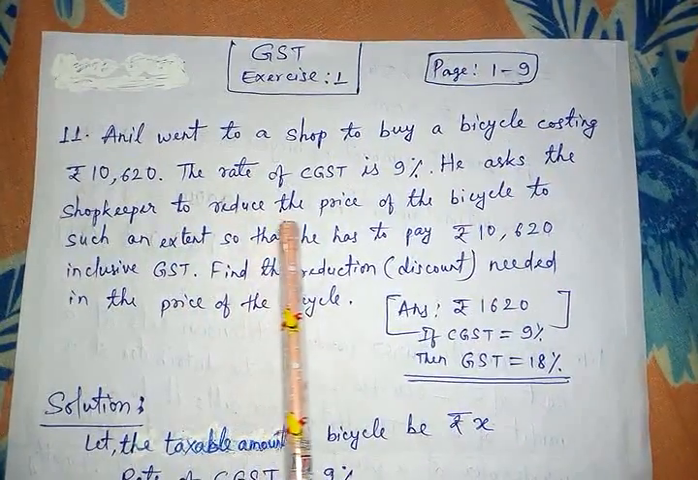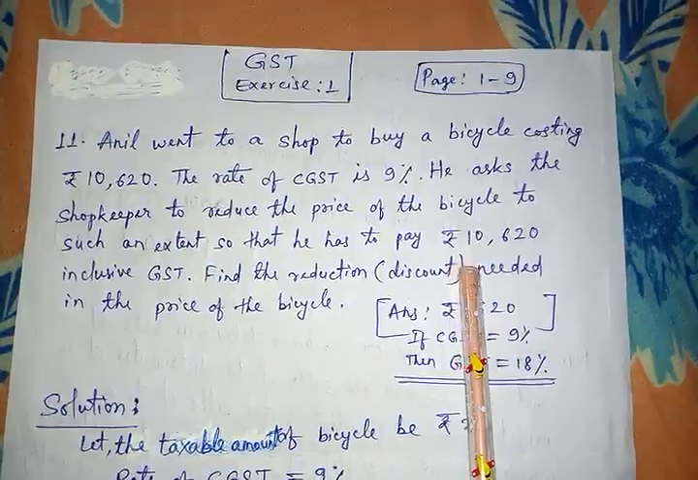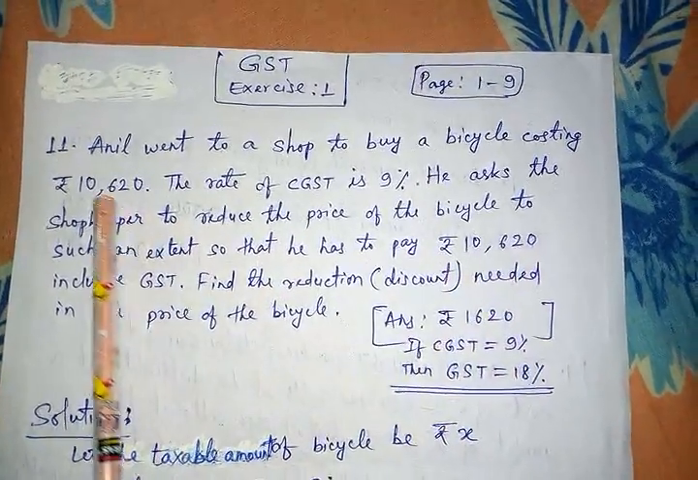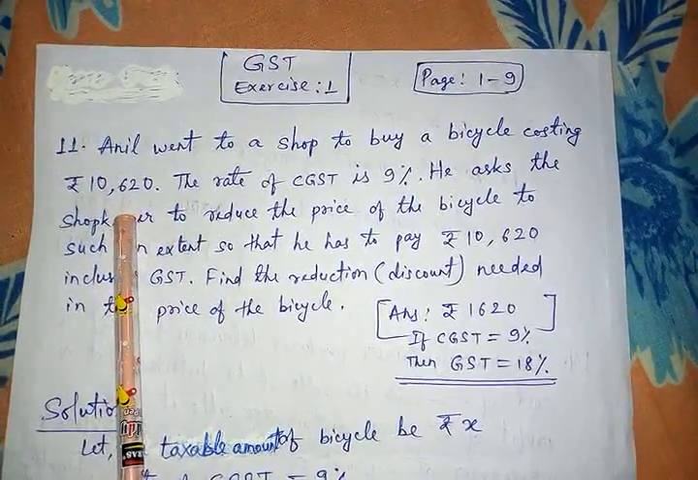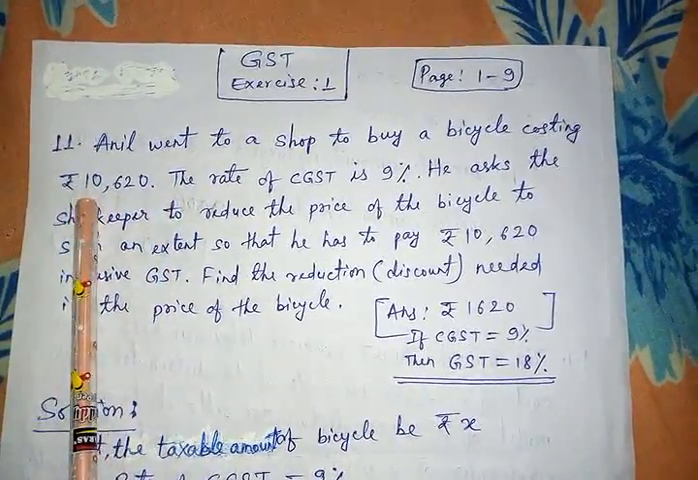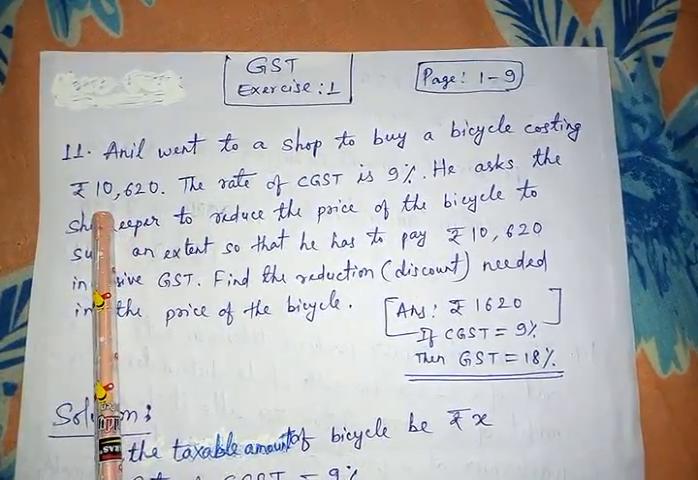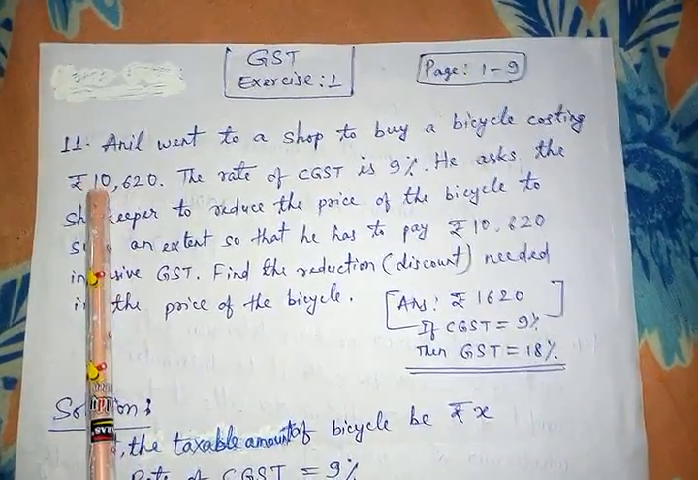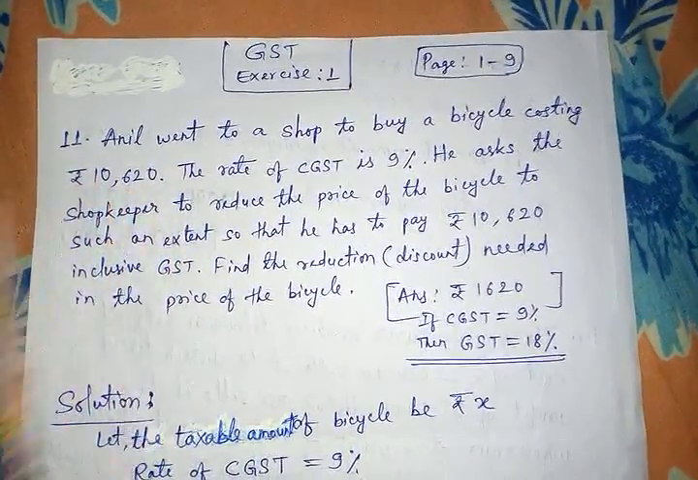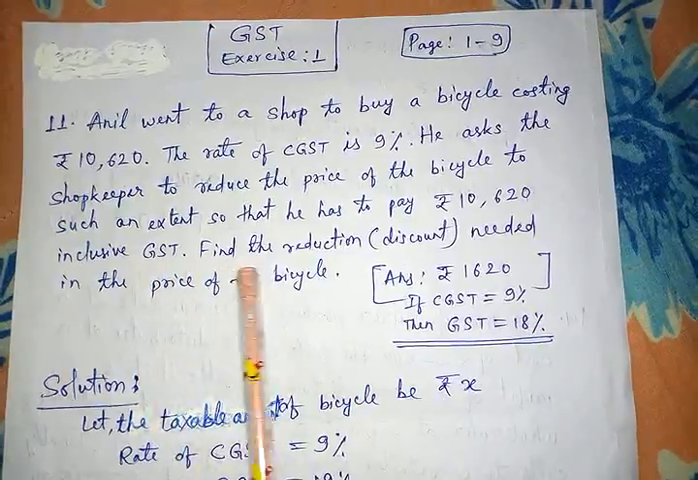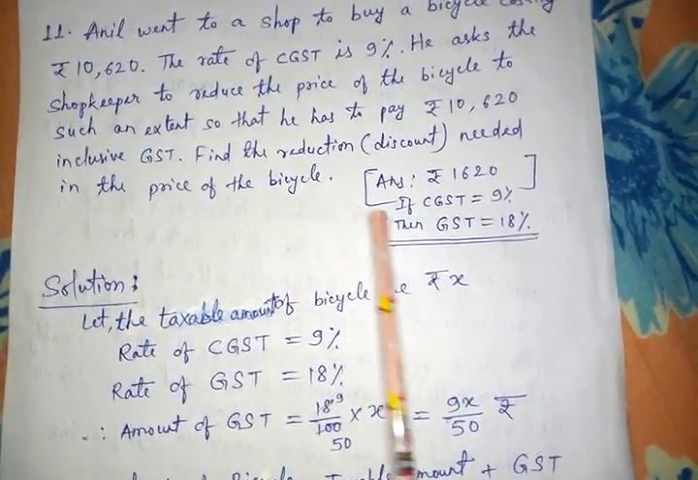He asked the shopkeeper to reduce the price of the bicycle to such an extent that he has to pay 10,620. So he is asking for a discount on this, and Anil is saying to the shopkeeper, please, I will pay this much only, 10,620, but including GST, not only as a list price. I want to pay this particular price as a whole including GST. Now find the reduction, that means what is the discount needed in the price of the bicycle.